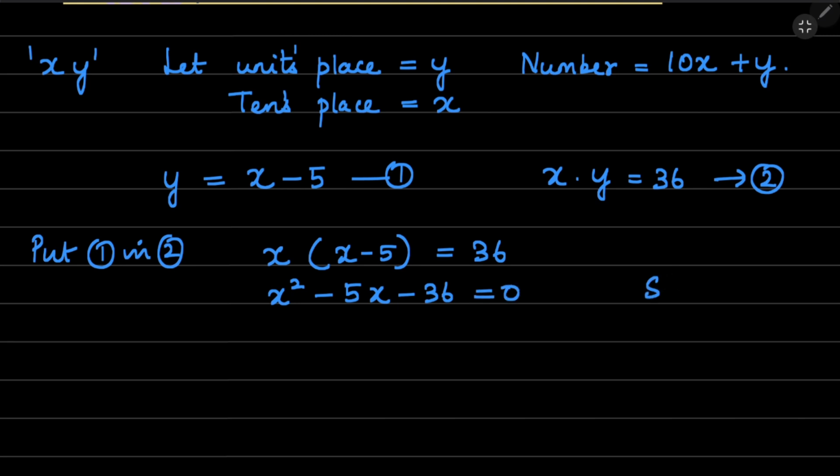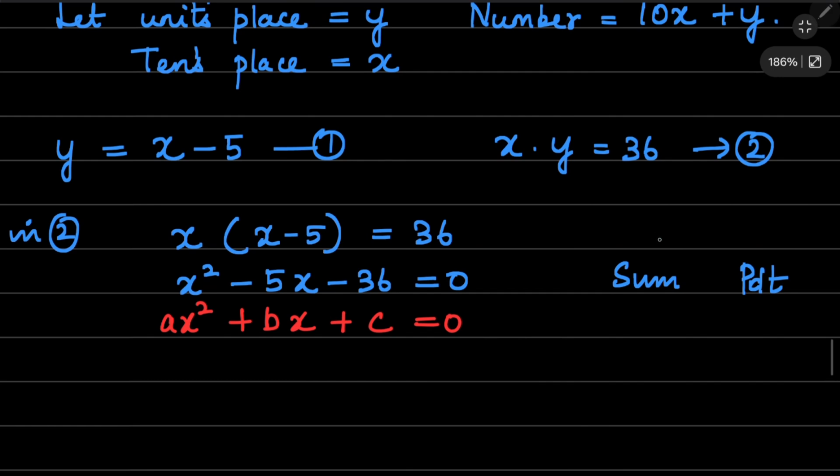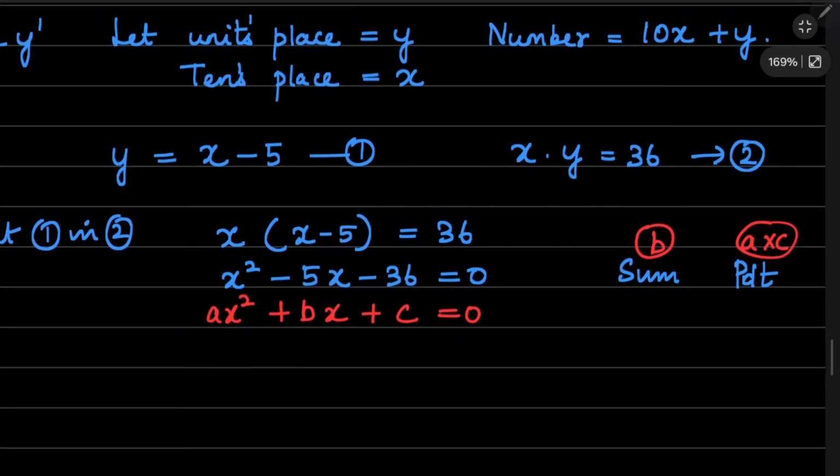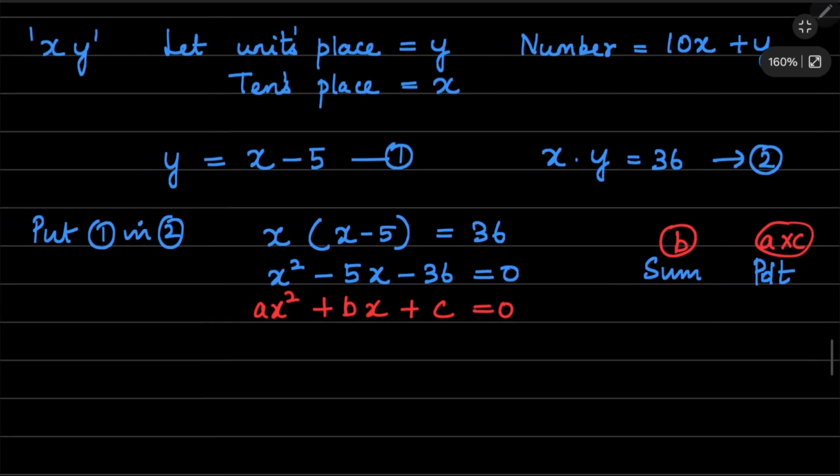Using the factorization method, you have got your sum and product. Sum is always b. Okay, so you compare it with your standard quadratic equation, ax square plus bx plus c equal to 0. So what is your sum? Your sum is nothing but b. Product is a multiplied by c. Okay. So sum is nothing but minus 5 from the question. Right? This b is your sum. Sum is minus 5. Product is a into c. a is 1. c is minus 36.